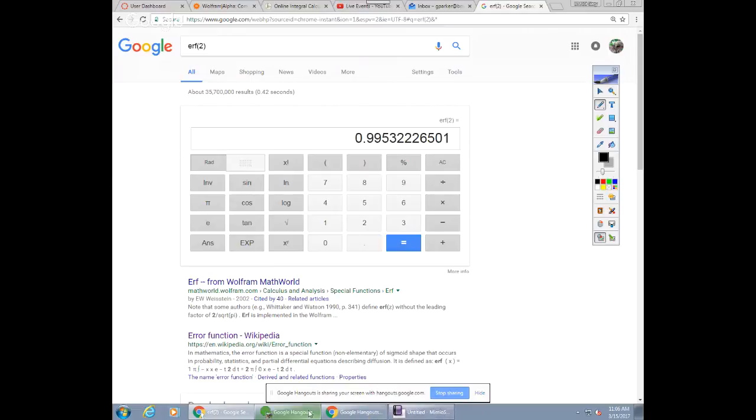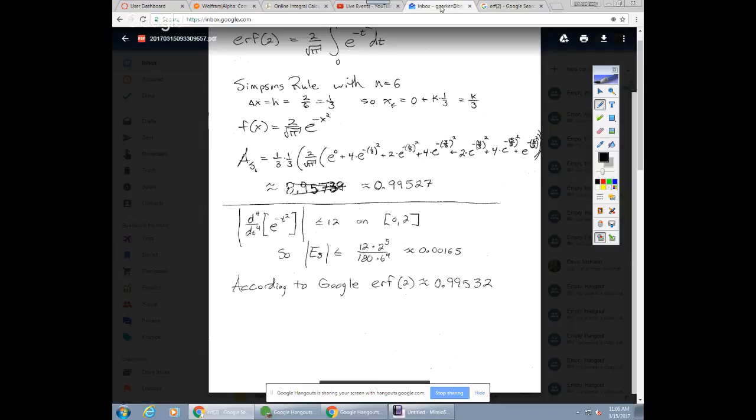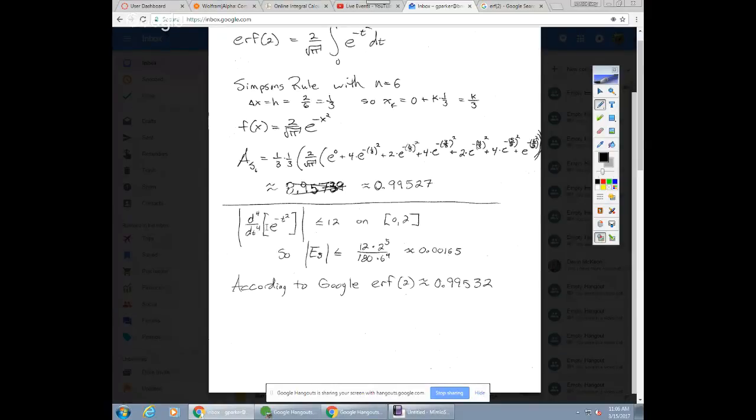All right, so back, where'd that sucker go? There's ERF over here. Yeah, so they told us that the fourth derivative of my function has a max of about 12. And so all I had to do is plug that into the error estimator for Simpson's rule, which says take your max of the fourth derivative times the interval width to the fifth divided by 180 times the number of intervals to the fourth. And I came out with about 0.00165 as the maximum error.